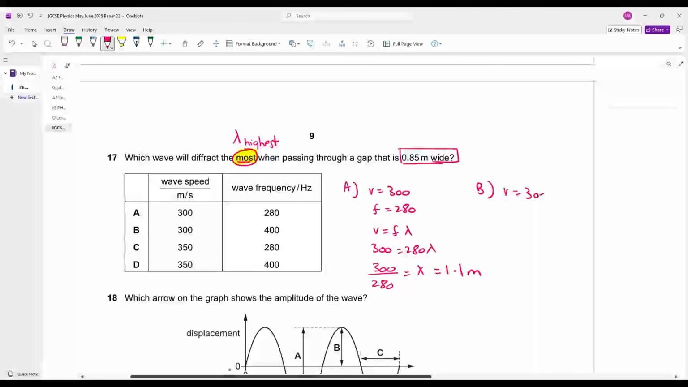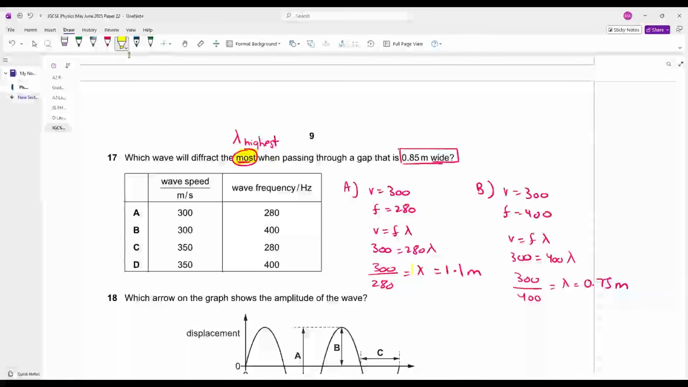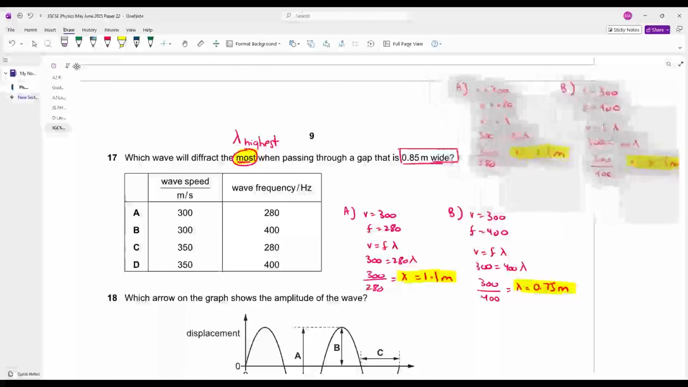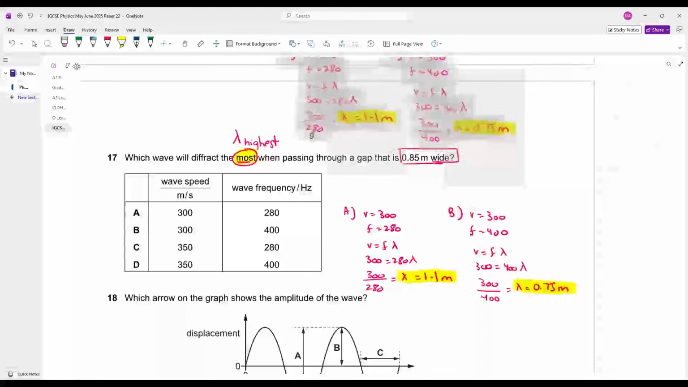Let's try out option B. V क्या है? 300. Frequency क्या है बेटा? 400. Can you calculate wavelength? V is equals to F lambda. 300 divided by 400. Your wavelength comes out to be what? 0.75 meters. Okay. We are only concerned with the wavelength, so highlight the wavelengths. हमें वो वेव चाहिए जिसकी वेवलेंथ सबसे ज्यादा हो बेटा. तो where should we keep this working? Let's keep it here. ठीक है.